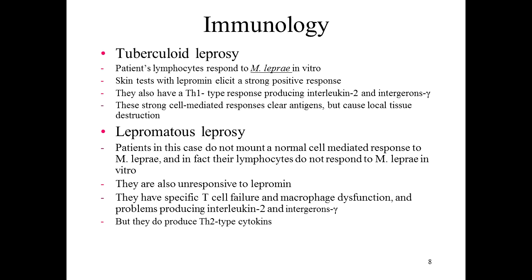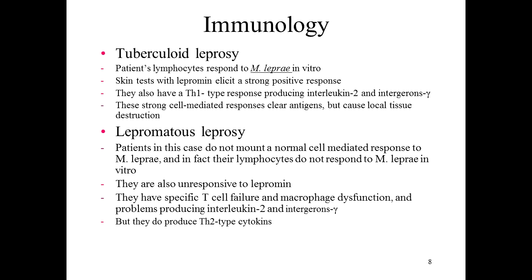Okay, for the immunology, so tuberculoid leprosy, under patients' lymphocytes respond to M. leprae in vitro. So skin tests with lepromin elicit a strong positive response. So they also have a Th1 type response, producing interleukin-2 and interferon gamma. So this strong cell-mediated response clears antigens but causes local tissue destruction. So that's for the tuberculoid leprosy.